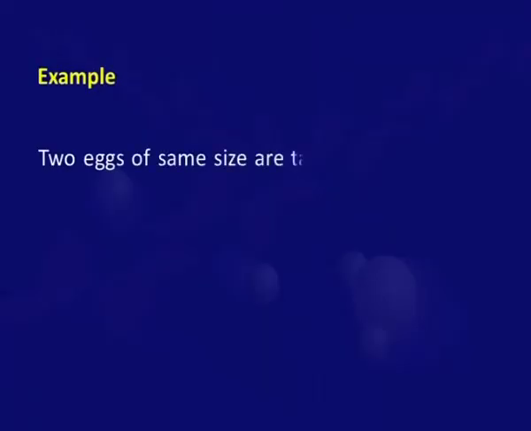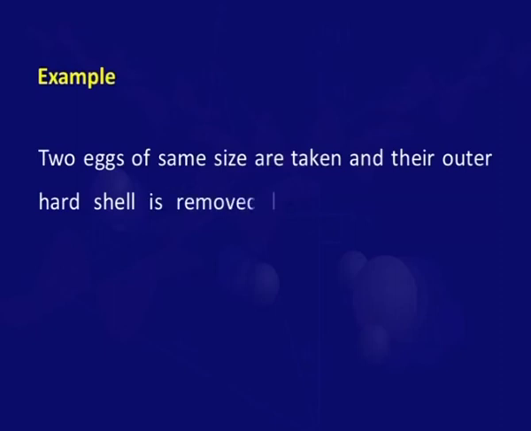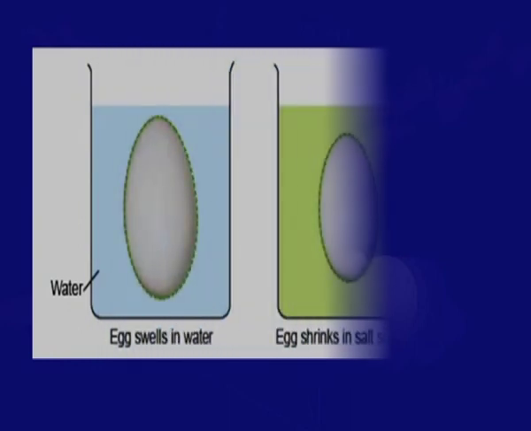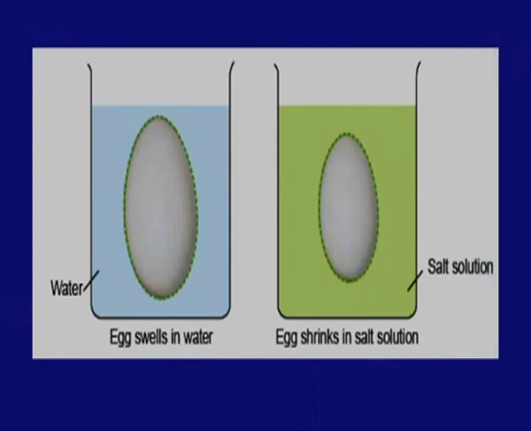The phenomenon of osmosis can be demonstrated by a simple example. Two eggs of the same size are taken and their outer shell is removed by dissolving in hydrochloric acid. One of the eggs is placed in distilled water and the other in saturated salt solution. After sufficient time, it is noticed that the egg placed in water swells up and that placed in salt solution shrinks. In the first case, water enters the concentrated egg fluid, while in the second case, water comes out of the egg as the salt solution is more concentrated than the egg fluid.